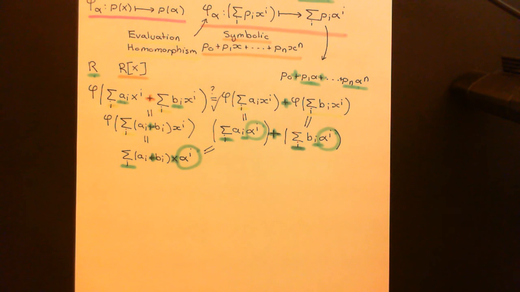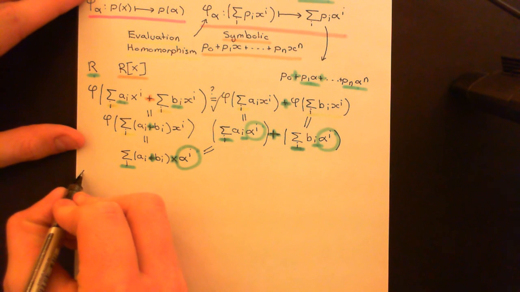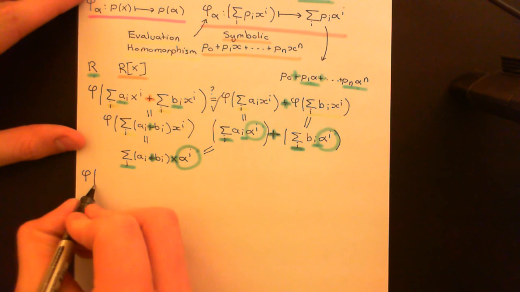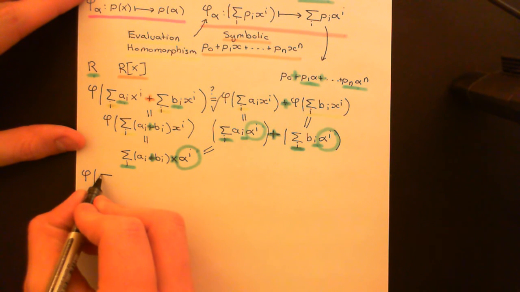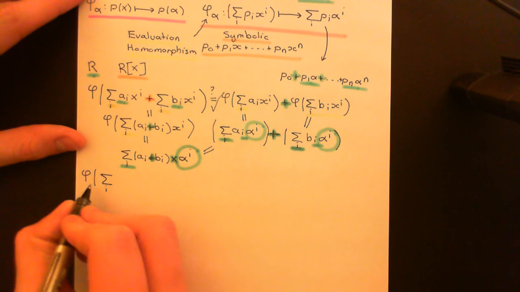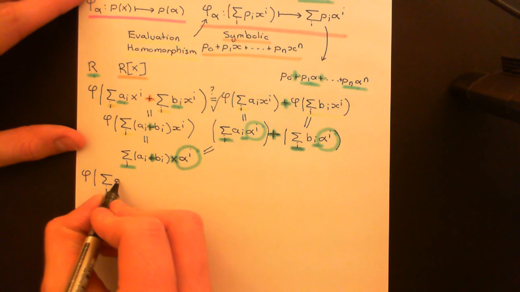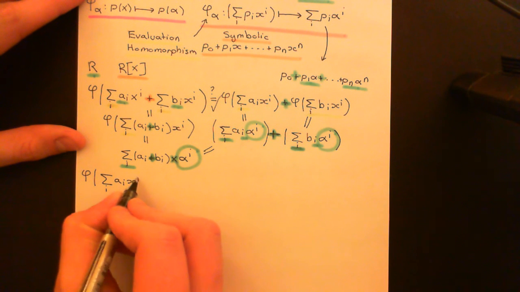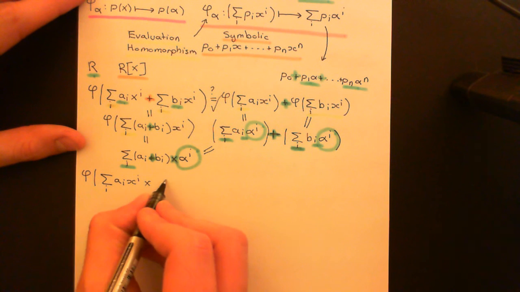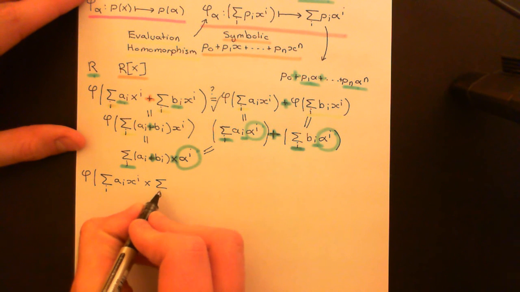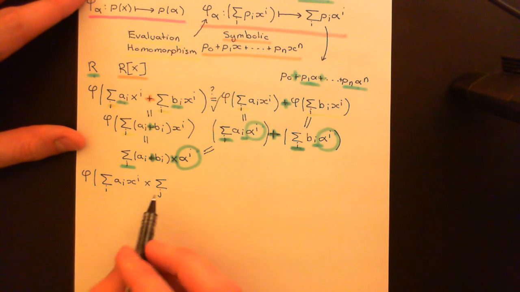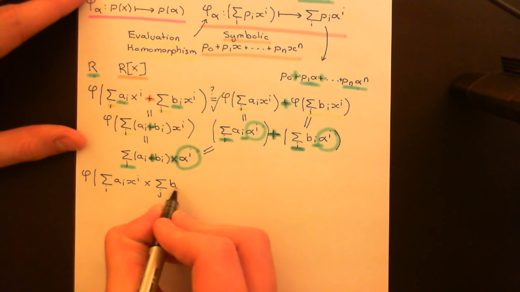Let's now go to the next biggie, multiplicative compatibility. So same procedure all over again, just multiplication this time rather than addition. So we want to prove that phi of the sum over i of a_i x to the i here times the sum, and now it's more convenient when you're doing multiplication to use a different index, whereas in addition it's nice to use the same index.